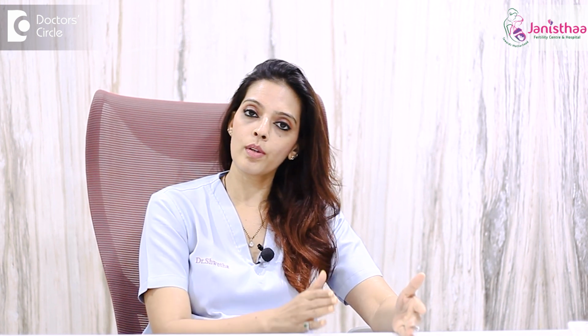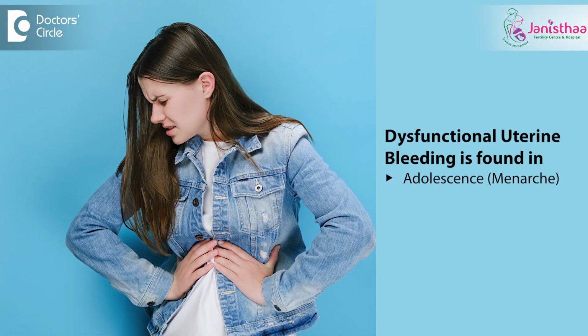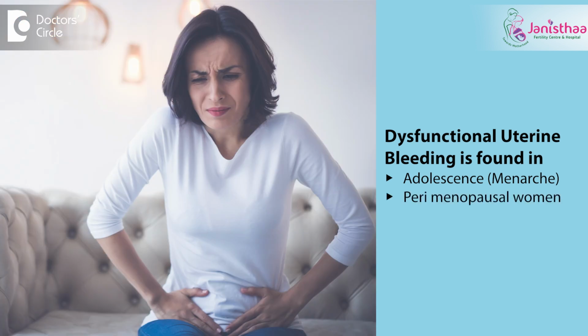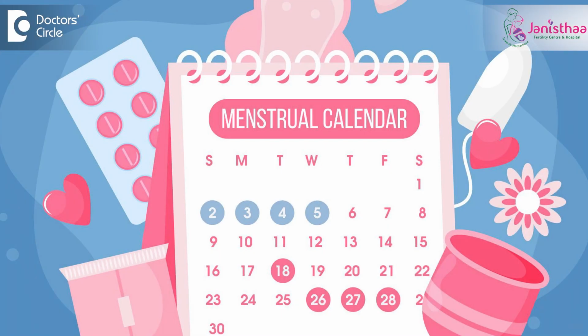Now, the most important is dysfunctional bleeding in perimenopausal women. Around 35 to 40, people will start experiencing some kind of menstrual irregularities as they advance in age, like the irregularities I mentioned earlier. Now, what are the reasons for this?